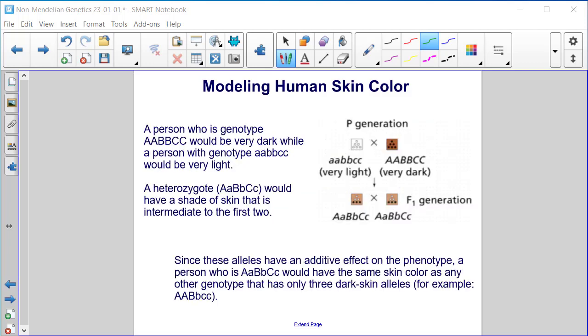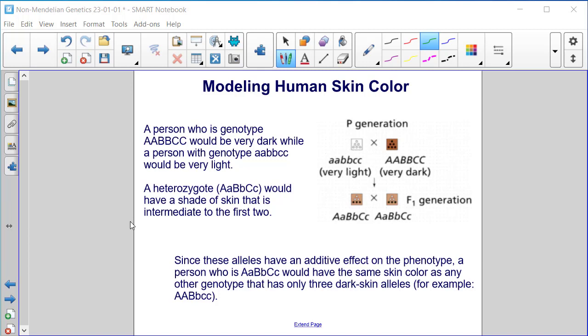A person who is genotype AABBCC, homozygous dominant for all 3 genes, would be very dark, while a person that has a homozygous recessive genotype for all three genes would be very light. A cross of these two in the parent generation would lead to a heterozygote for A, B, and C, that would have a shade of skin that is intermediate to the first two.